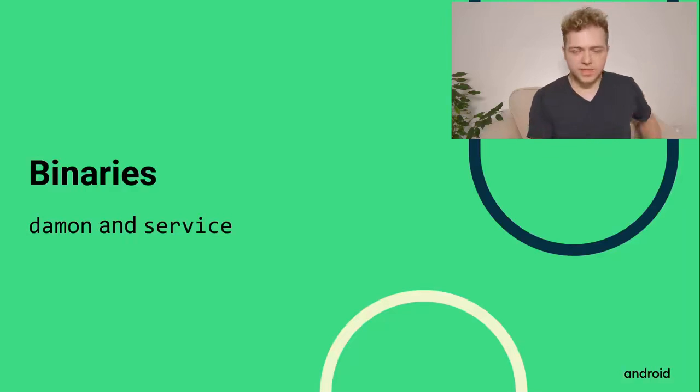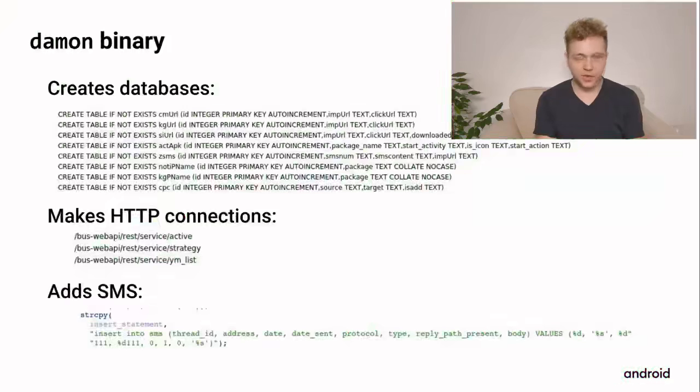Okay, let's take a look at binaries then. So as I mentioned, there are two binaries. One is called daemon, which is slightly misspelled by the authors, and the other one is called service. And they have two different functions. So the daemon binary creates the databases that will be used as a kind of configuration for both the other binary and some other parts. And you can see a couple of tables here. So you have something like URLs that will be saved and used. You have text messages, ZSMS, for example. You have some package names and stuff like that.